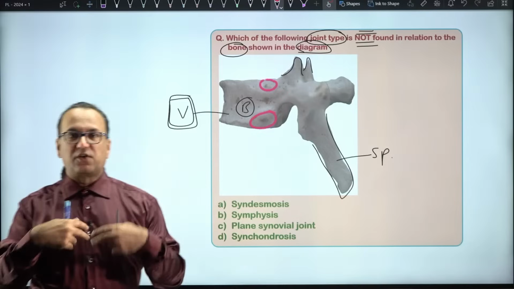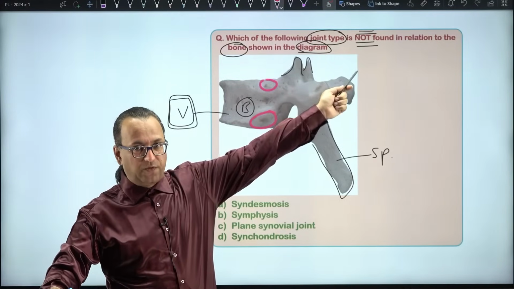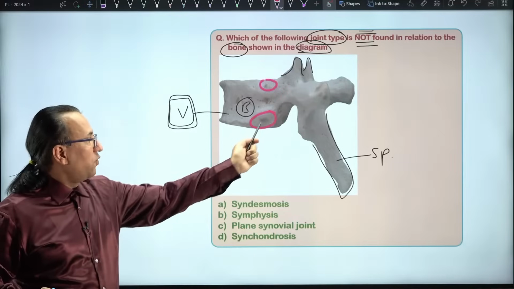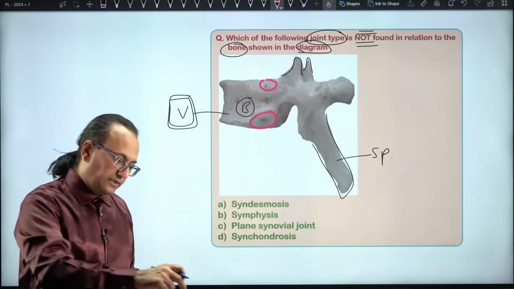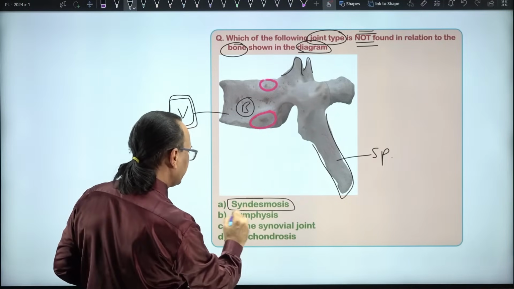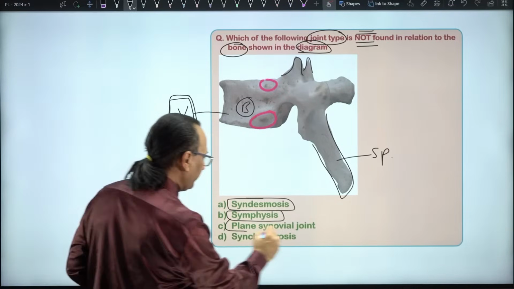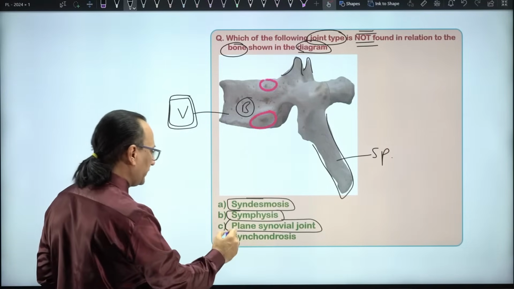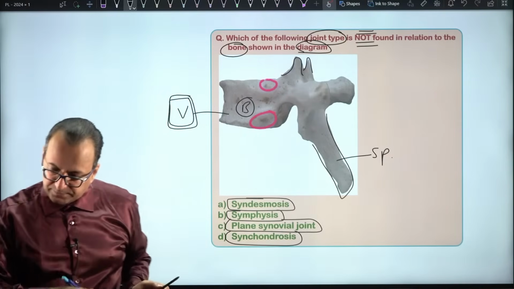Now if it is the thoracic vertebra, which joint is not found? That is the question. They are asking for syndesmosis, which is a fibrous joint. Then symphysis is a secondary cartilaginous joint. And if it is plain synovial, we know it is a freely mobile joint. Synchondrosis is a primary cartilaginous joint. So what should be our answer?